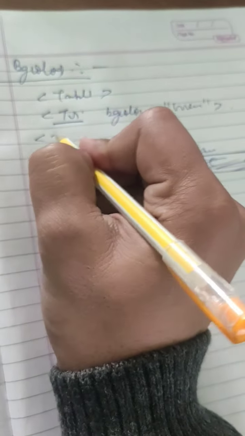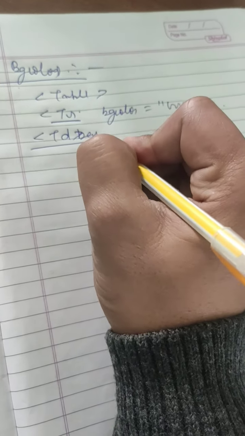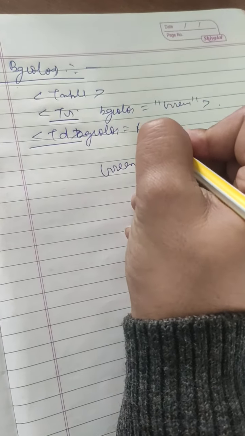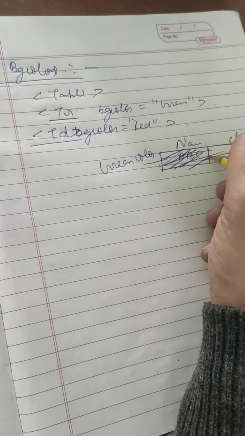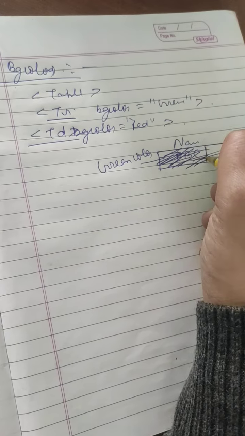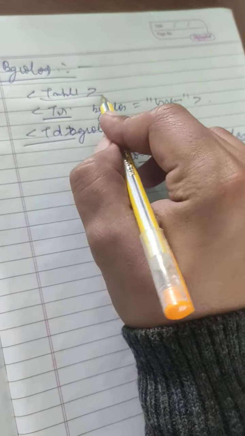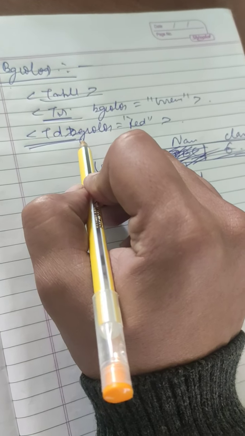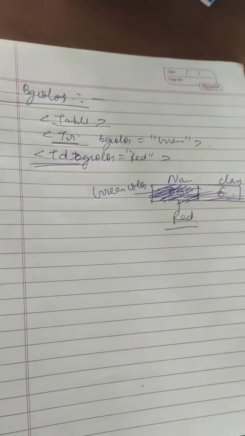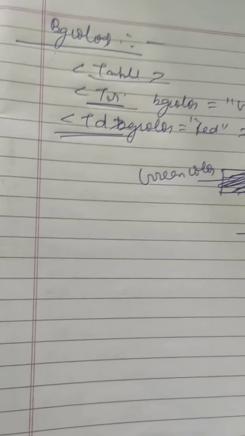I can also provide it to a particular cell. Suppose in the TD bgcolor is equal to red. So only this particular cell will be colored red. Okay, so this is your table tag, TR, TD, and you can provide your bgcolor to any of them, that is the table, TR or TD. Is it done?